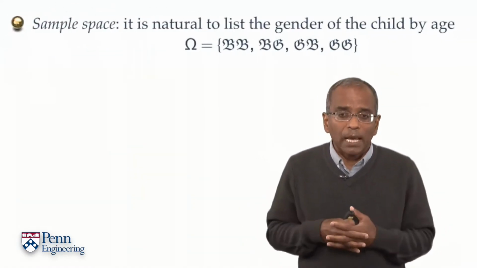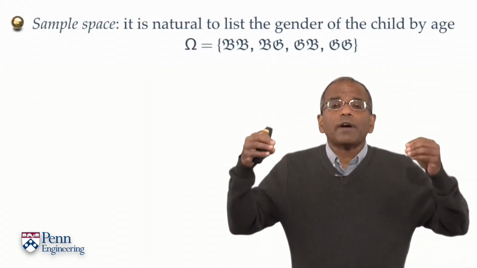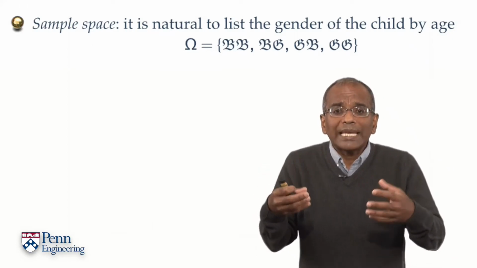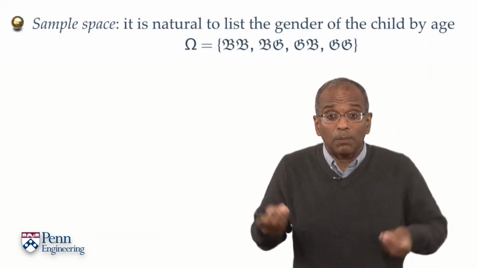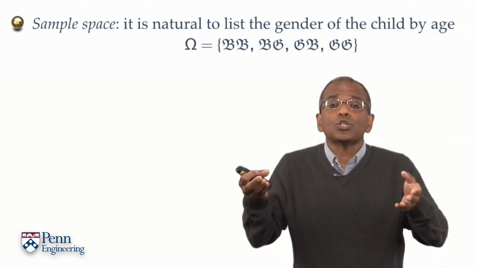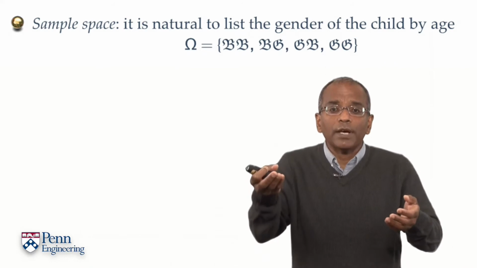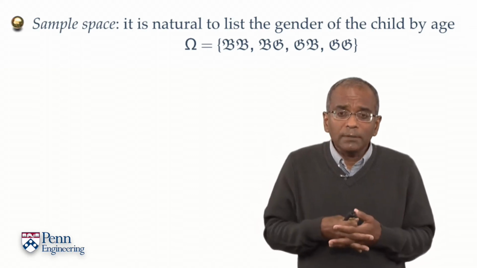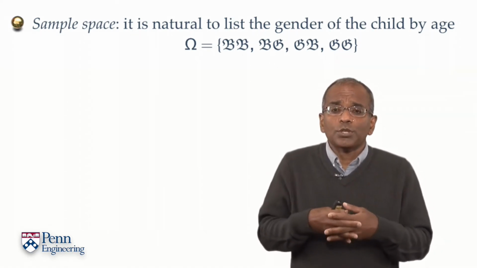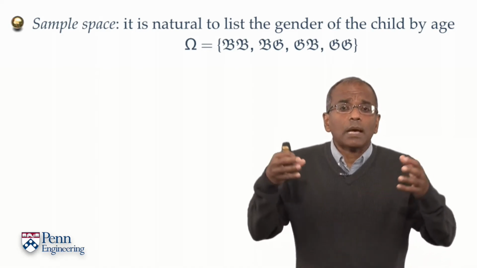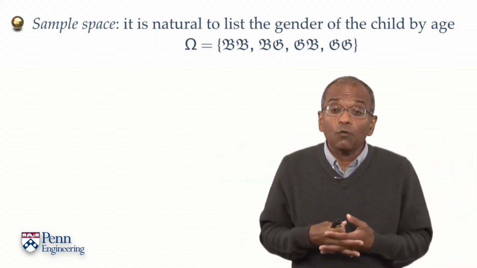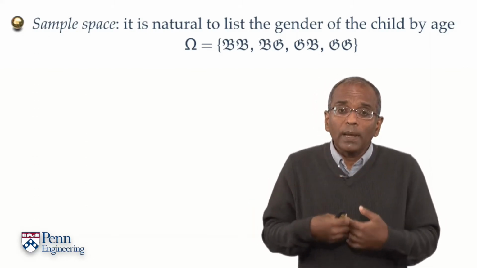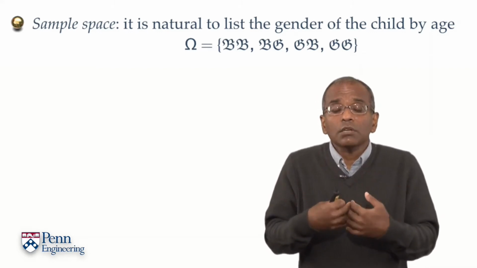So let us start with the sample space. What is the space of idealized outcomes of this experiment? Well, it is natural to write down each sample point or idealized outcome of the experiment by listing the genders of the two children by age. Older child first, younger child next. To use B for boy and G for girl, and using a Gothic font to distinguish it from ordinary letters, we find that the sample space has 4 outcomes in it, 4 sample points. The sample points are BB, older boy and younger boy, BG, older boy, younger girl, GB and GG.